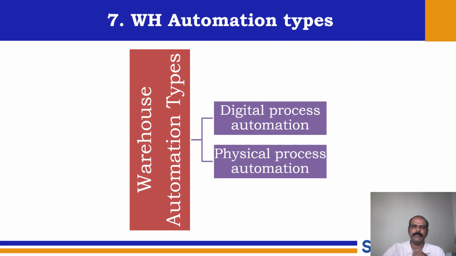Now we'll get into the classification. The moment you want to automate a warehouse, there are two possibilities. The first is digital process automation, and the second is physical process automation. We should have a thorough understanding of both, digital as well as physical. Before getting into the classification, we need to have a very clear understanding of why that is essential. Let me give a very simple example before we get into the further things.